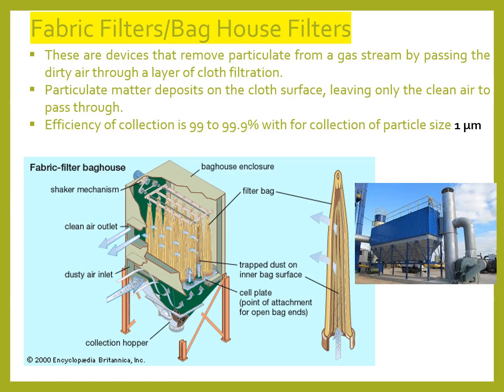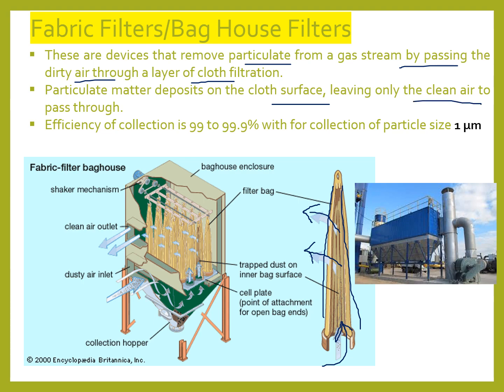The next unit is called fabric filter or baghouse filter. So basically it is the device that removes the particulate from the gas stream by passing the dirty air through a layer of cloth filtration. So here in this figure you can see this is the fabric filter or the cloth. From the center the air will enter, and as this fabric filter has a very small pore size, it will filter the air, and all the dust particles will deposit on the cloth surface area, leaving only clean air to pass through. As this buildup of the suspended matter takes place inside the fabric filter, it will increase its efficiency once it is used for the cleaning purpose.